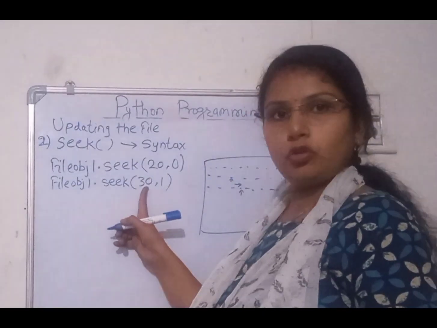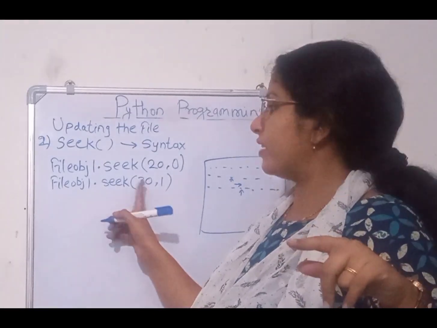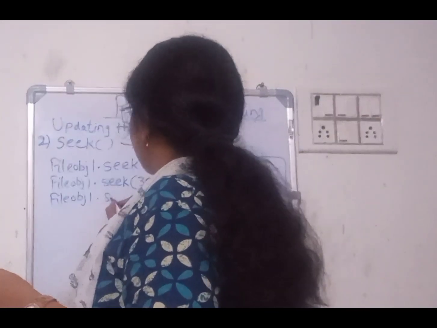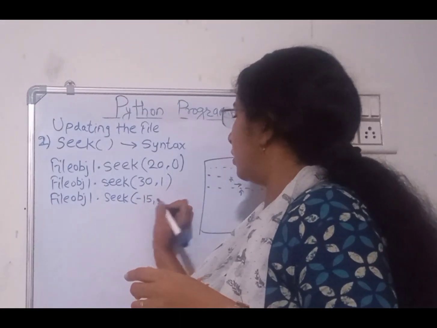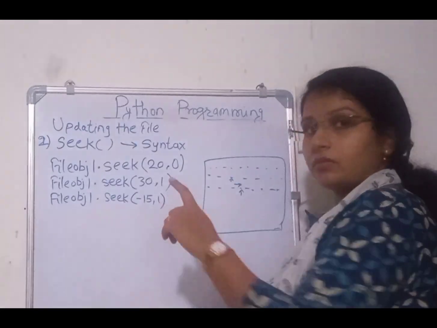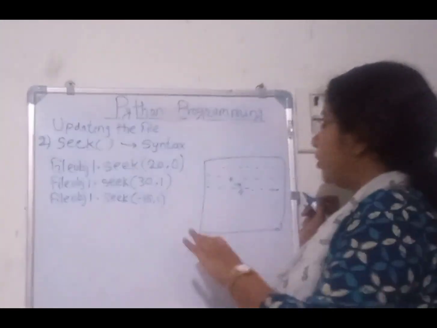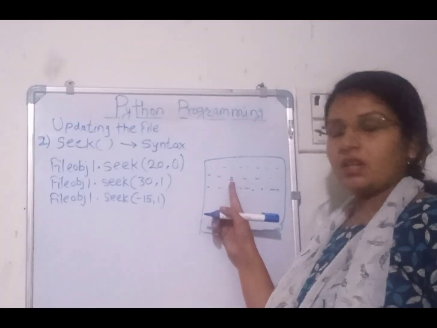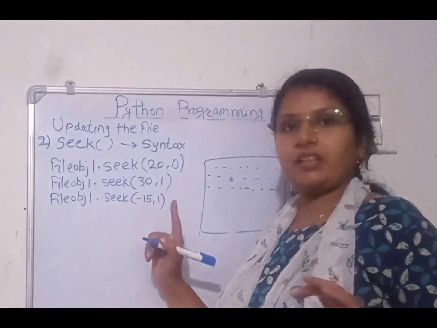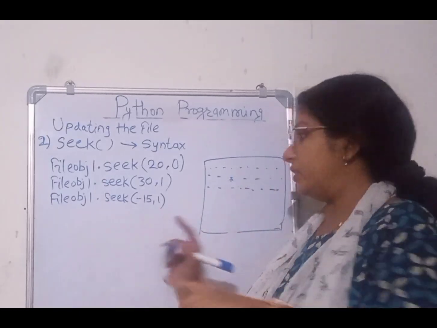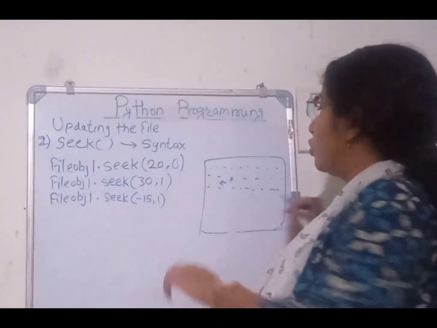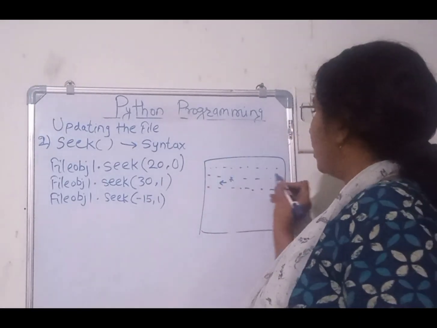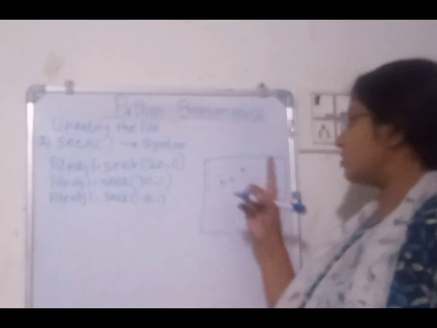And suppose this offset value will be positive or negative in case of mode 1 and 2. How? That I will show you. File object 1 dot seek, suppose -15, 1. Here I am providing the mode as 1 from the current file position. So why -15? Because instead of going forward, you are going backwards. So here suppose your current file pointer position is this, and you are changing it back by 15 characters, not ahead but to the backward side. So you are going here, negative value. From the current file pointer position, you are going backward 15 characters. So just count from here, and suppose your 15 characters end here. So this will be your file pointer position now.